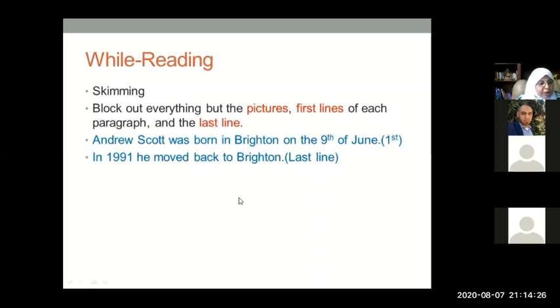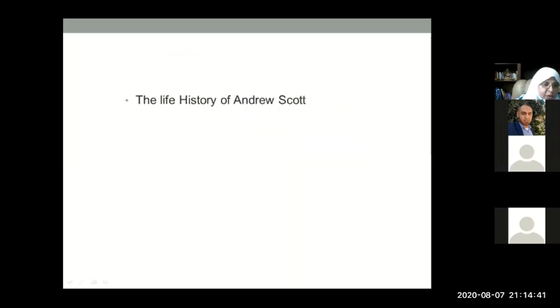So what do you think the main idea is? The life of, yeah, okay. So you can just give them the example that it works, that they can get the main idea from the first and the last line, or maybe the title. So this is an activity you can use in the wild. This is actually the real title, The Life History of Andrew Scott, okay?